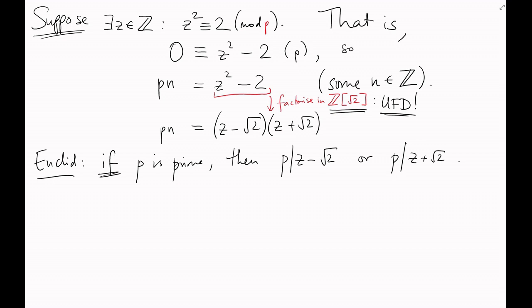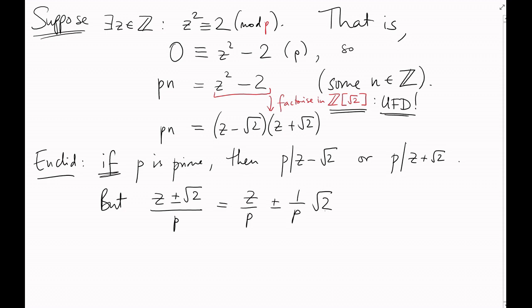If I divide z plus or minus root 2 by p, I get z over p plus or minus 1 over p root 2. This definitely isn't in Z adjoin root 2 because, for example, this isn't an integer.